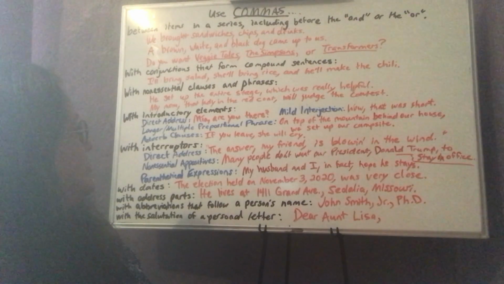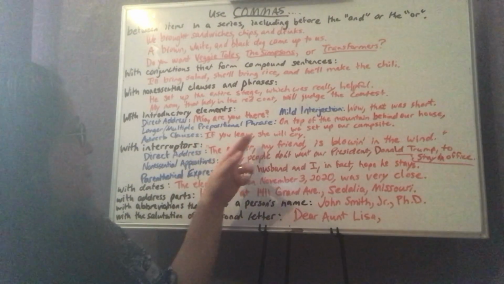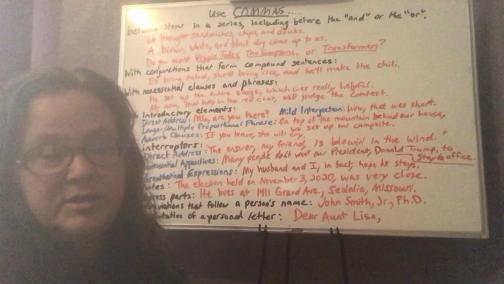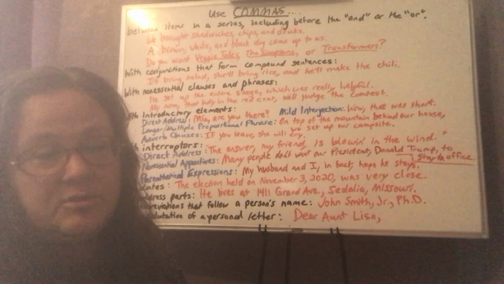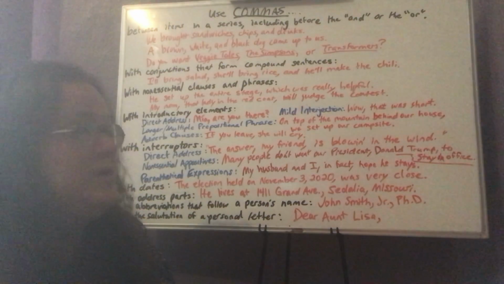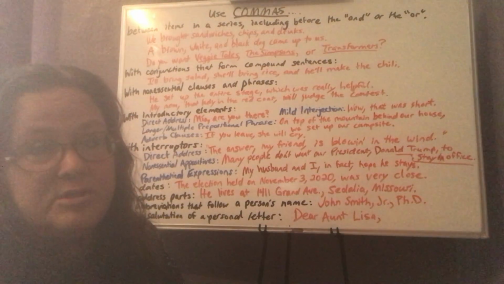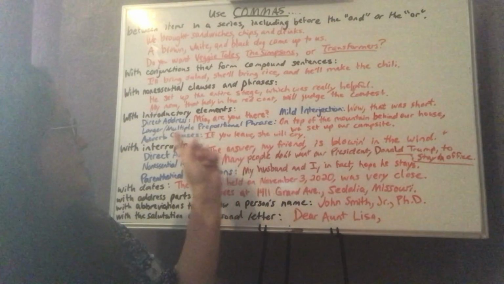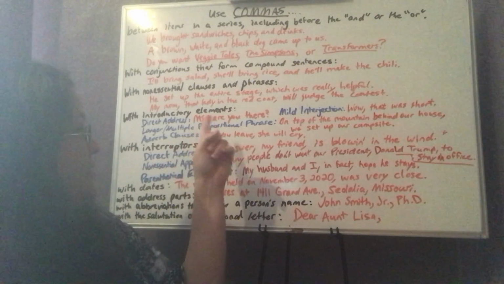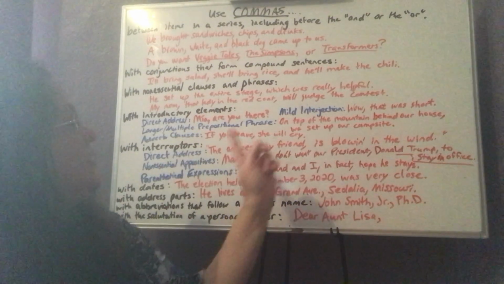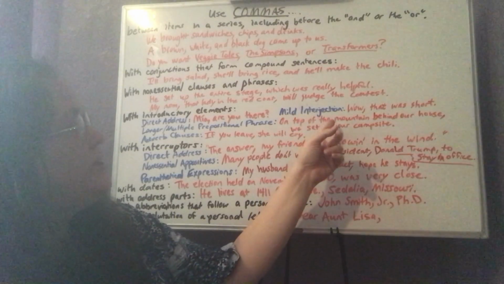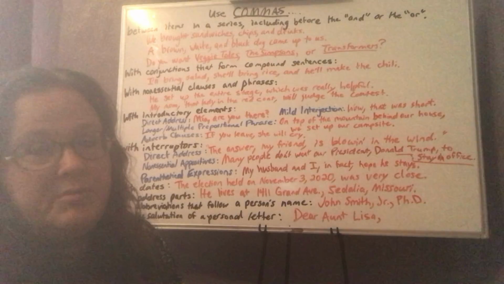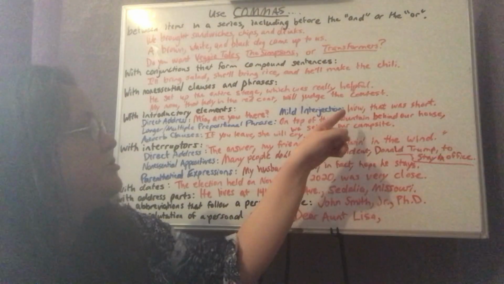With introductory elements, these are introductory elements that need commas after them. A direct address, again, direct address does not mean where somebody lives or the location of something. It means the person that you are talking to or addressing. So a direct address: Mia, are you there? I'm talking to Mia, so I need to put a comma after her name. Mild interjection: wow, that was short. When you don't want to use an exclamation point because you don't want to be all that dramatic, you can just use a comma.